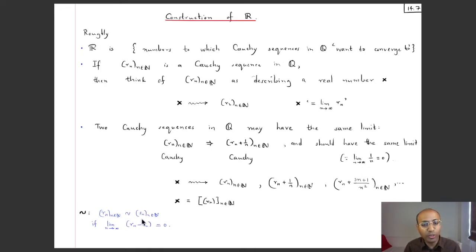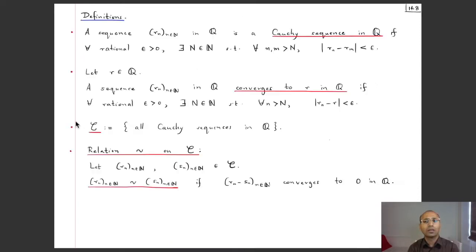Okay, so this is going to be our definition of the relation on the set of all Cauchy sequences in Q, and then the set of all real numbers is going to be the set of all equivalence classes that you get under this equivalence relation. So now we turn to the formal construction of R, having discussed intuitively how it's going to be done. So we will now begin with the formal construction of the real numbers.